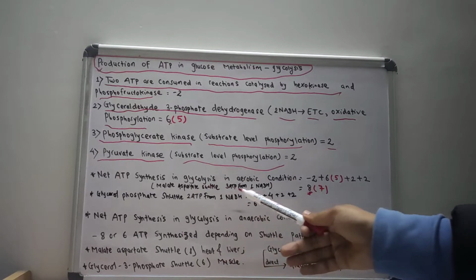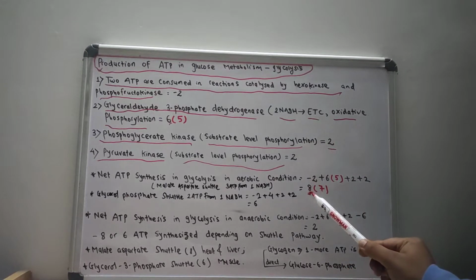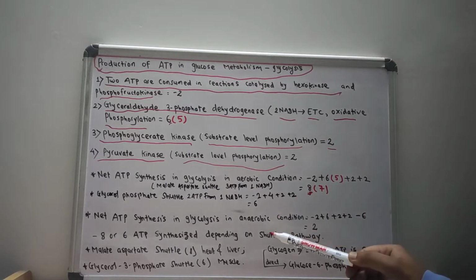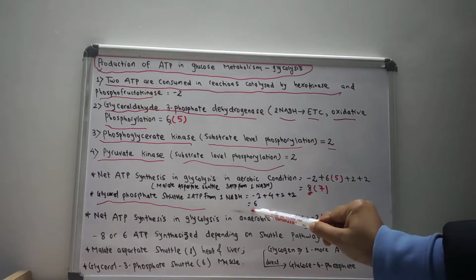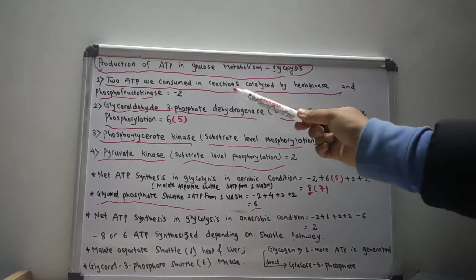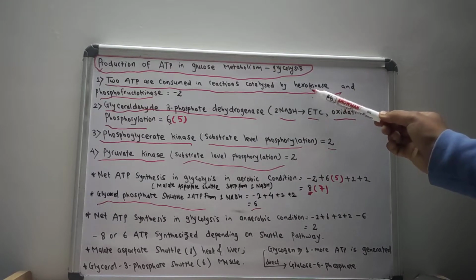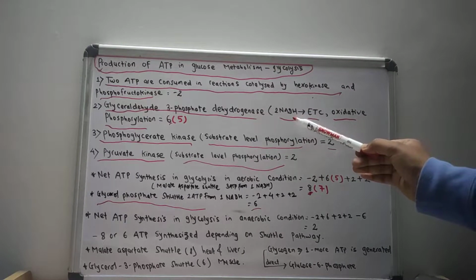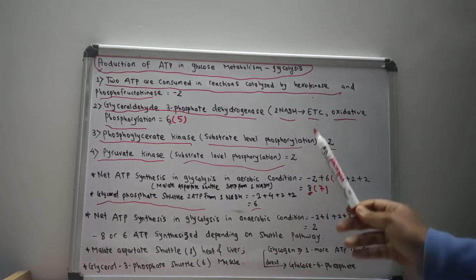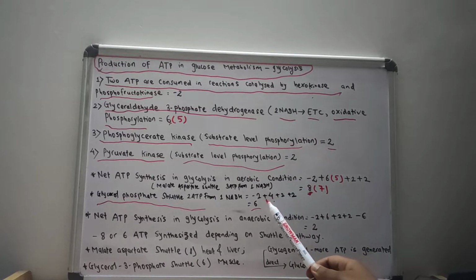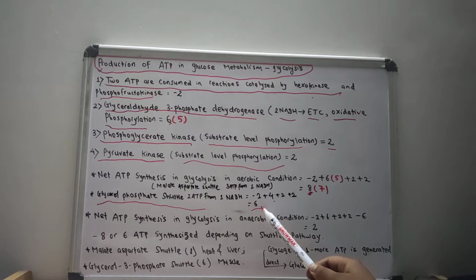So in the malate aspartate shuttle, the net ATP synthesis in glycolysis in the aerobic condition is total 8 ATP, and in the glycerol phosphate shuttle, the net ATP production is total 6 ATP, because 2 ATP is consumed in the energy investment phase, and in the glycerol phosphate shuttle 2 NADH is produced. 2 ATP from 1 NADH means total 4 ATP is produced from 2 NADH, that means minus 2 plus 4 plus 2 plus 2 leads to production of the 6 ATP in the glycerol phosphate shuttle.